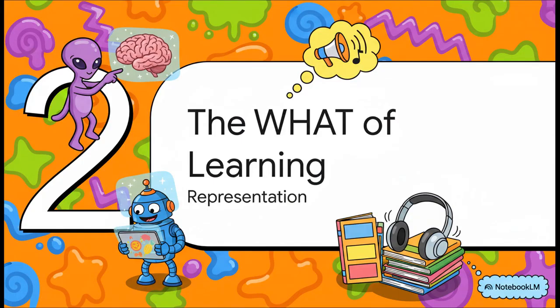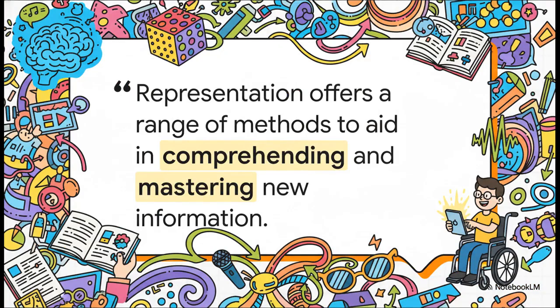Okay, so once they're hooked, once you've answered the why, we move on to the second principle, the what of learning. This is all about how we present the information, because we all know that just reading a wall of text isn't the best way for every student to learn. This principle is really about one thing: choice. It's about providing the content in multiple ways so that every single student has an equal shot at understanding it, no matter how they learn best.